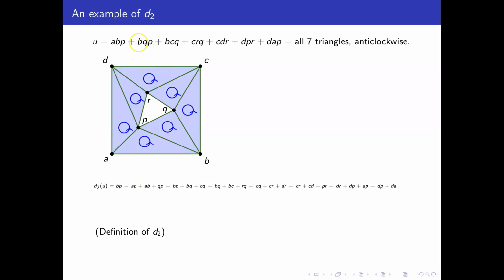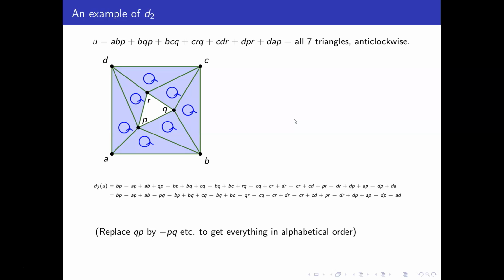And then for the BQP, again, you leave out the B, you get this QP here. Leave out the Q, you get this minus BP here. Leave out the P, you get plus BQ there. And you carry on for the rest of the 7 triangles. That gives us 3 terms for each triangle, 21 terms altogether.